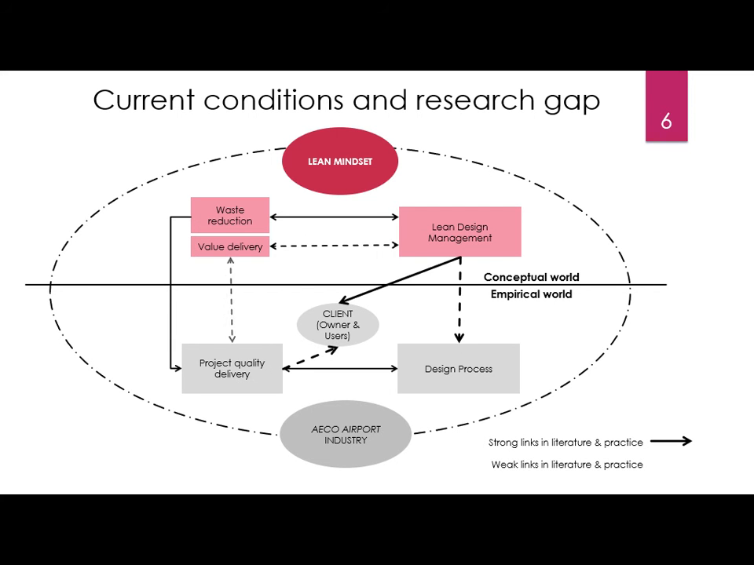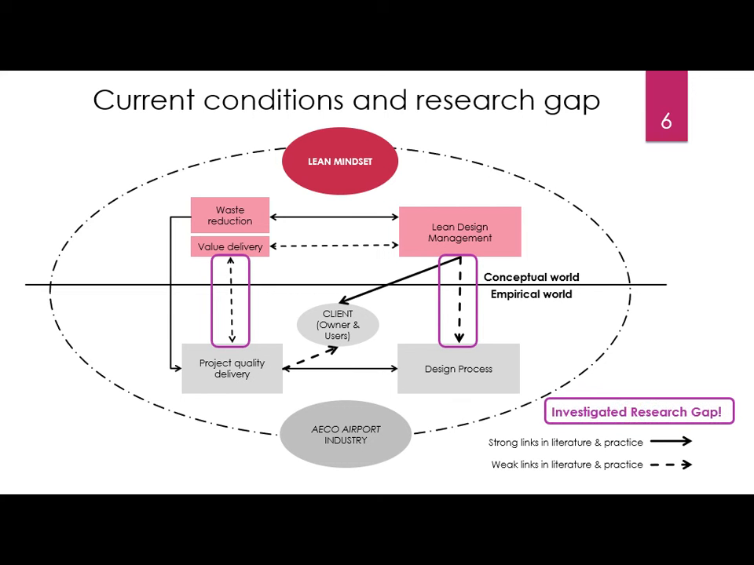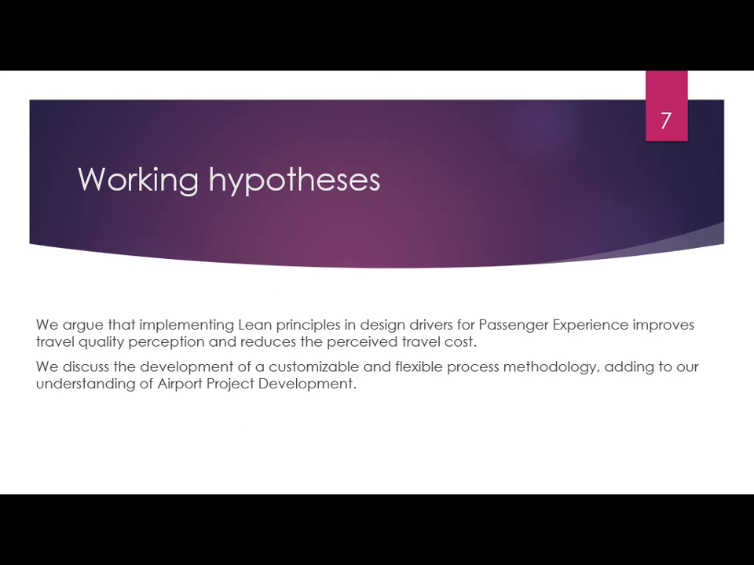And there are strong links in literature and practice that you can find, but the research gap that Filippo identified fairly early on was that really there's a strong contrast between project quality and costs, but mainly quality. On the one hand, it's design drivers, and value on the other hand. Very little focus, if any, on the value to passengers and the value of passengers. And at the same time, lean design management as a counterpoint to a standard traditional design process.